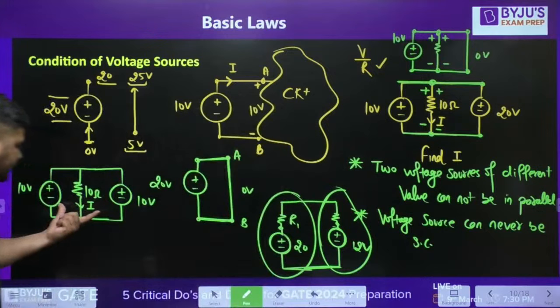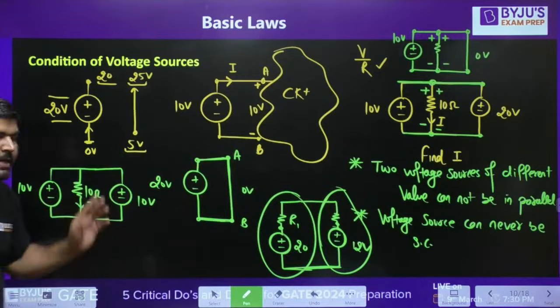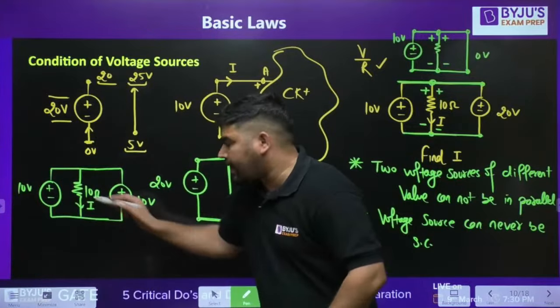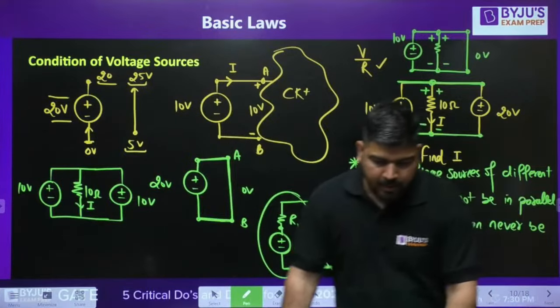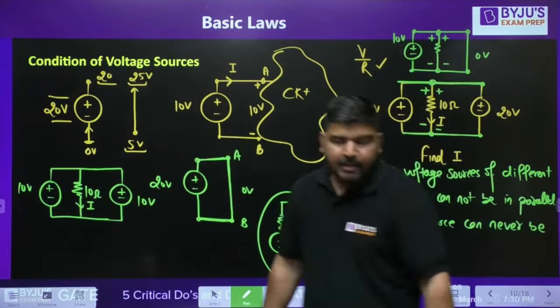But now look at this. Let's say there is an ideal voltage source and there is one more ideal source. Both have the same value. Now tell me, what is this current I? Tell me, guys. Yes, it's 1 ampere.